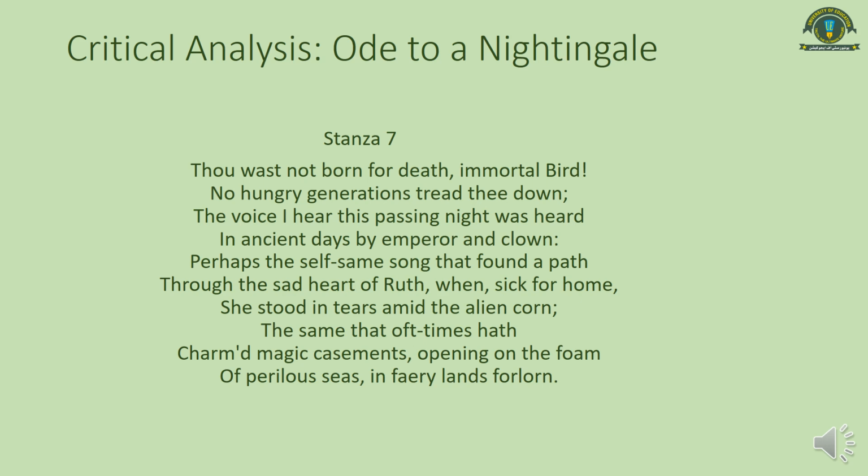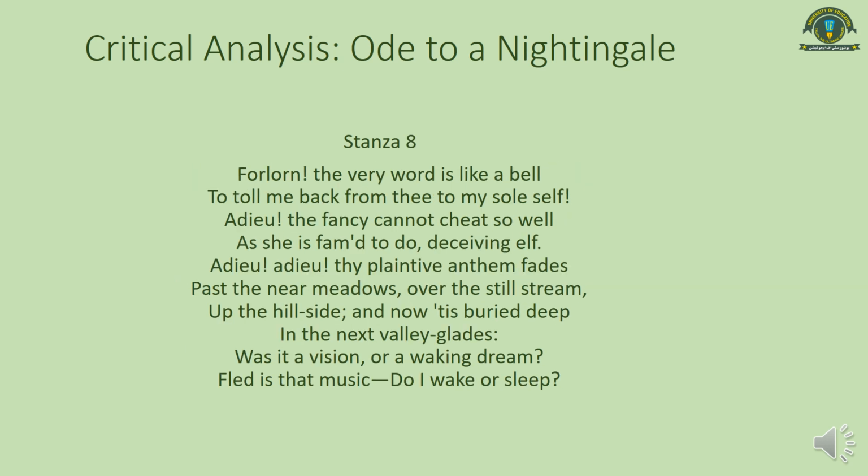And then he says that there must be some place in fairy lands forlorn where the nightingale's voice must have charmed some window to open. And when he used the word forlorn, this word brings him back to the world. He again realizes that the world of the nightingale is full of happiness and pleasure, because he feels that the word forlorn was so powerful a word that it brought him back from the world of the nightingale to Keats' sole self.